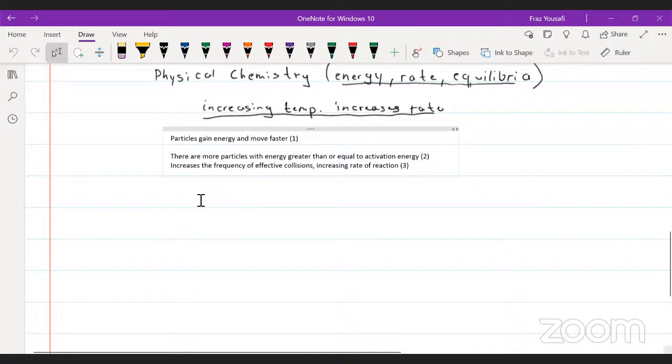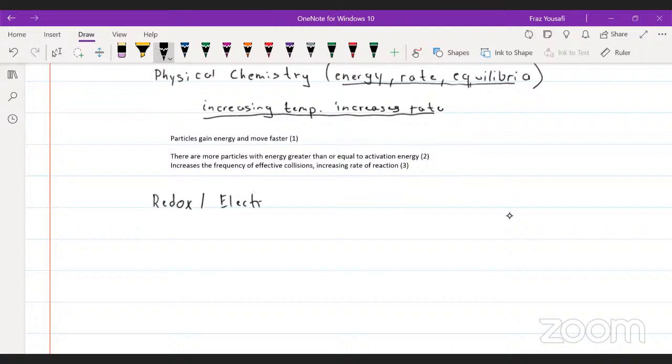Now, as I was going through, we talked about physical chemistry. After that, there's a link between another 3 types of topics that intertwine together, and that is your redox, your electrolysis, and your reactivity. So these 3 will be linked together as well. And they generally range together anywhere from about 7 to 12 marks.